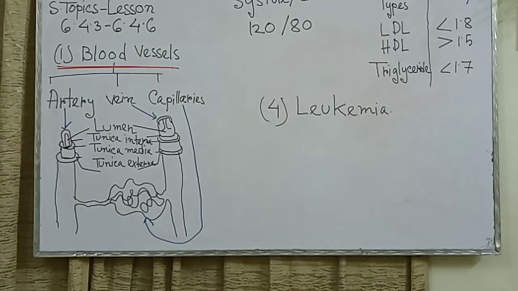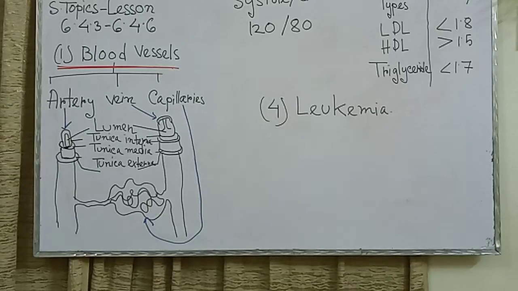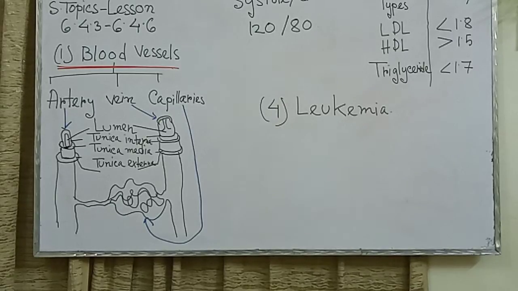Our subject is biology and our topic is chapter 6. Today I will also give you our last topics, lessons 6.4.3 to 6.4.6. Please everyone see the board. Our first topic is blood vessels. Here I draw the first is artery, second is vein, third is capillaries.